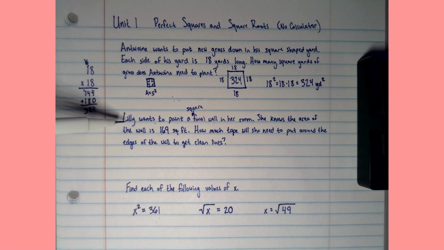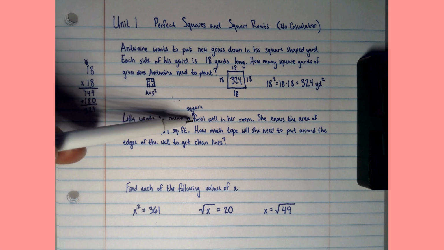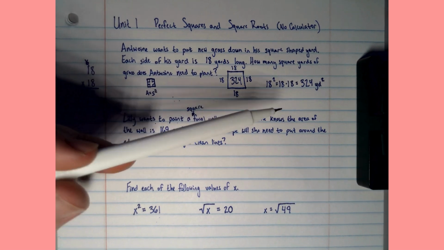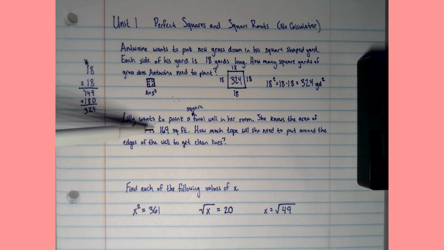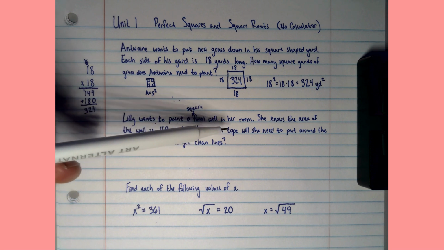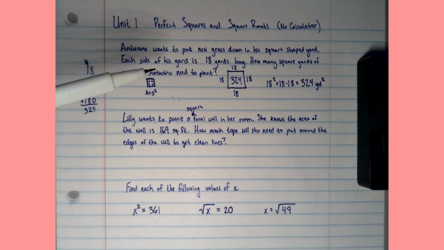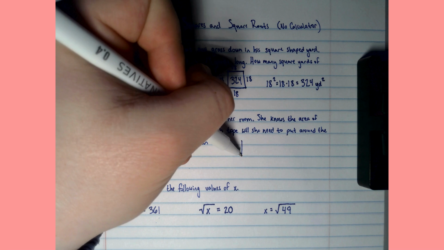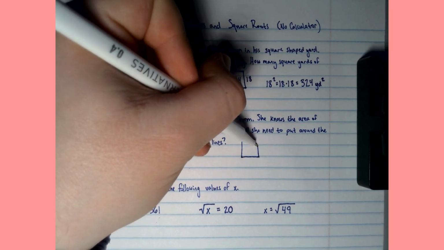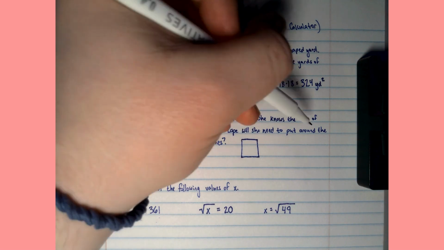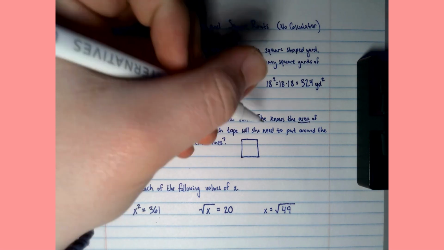Now, second question. Lily wants to paint a square focal wall, sorry, I forgot that word in the first place, in her room. She knows the area of the wall is 169 square feet. How much tape will she need to put around the edges of the wall to get clean lines? Okay, so again, Lily has a square wall she wants to paint. I'm drawing a picture. She knows the area. Where does area go? That's the inside, right?